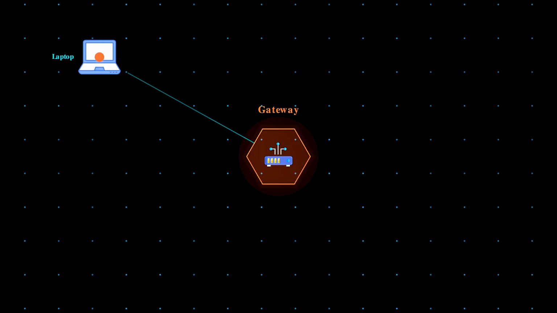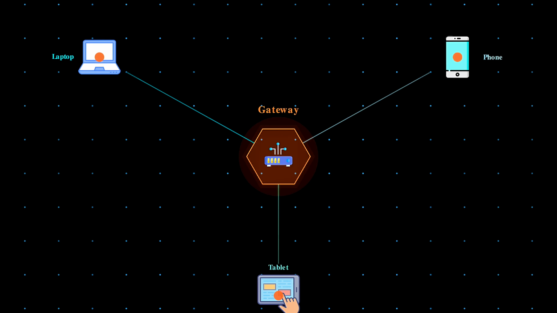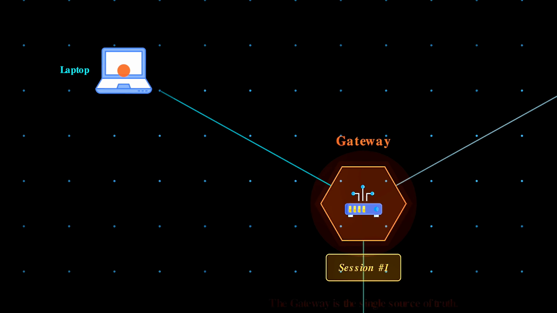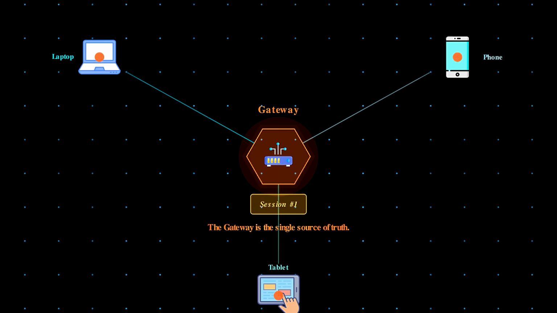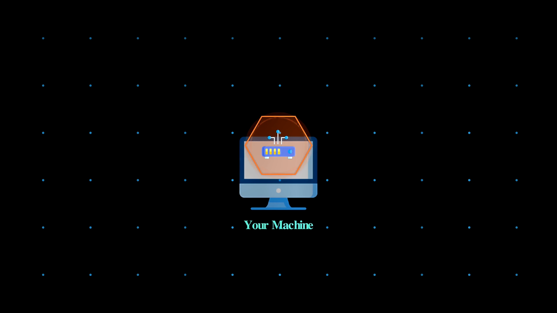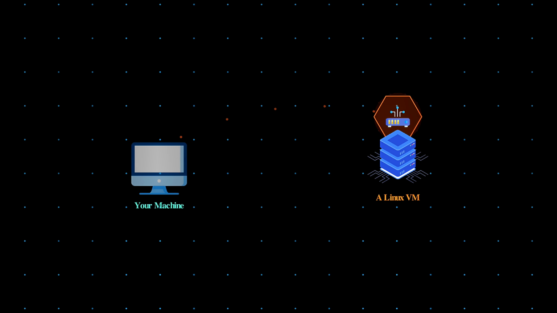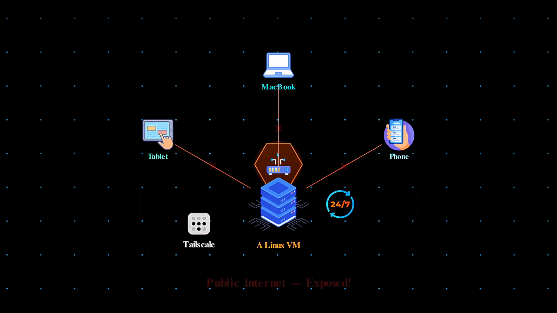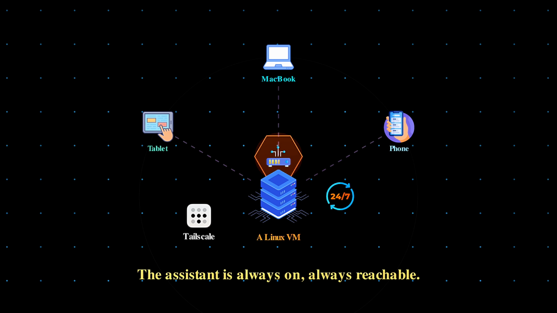They're lightweight nodes, thin clients that connect to the same gateway. Start a conversation on your phone, continue it on your laptop. The context is already there because the gateway is the single source of truth. One assistant, every device, zero sync needed. Instead of running on your local machine, you can also run the gateway on a Linux VM and connect all your devices remotely through Tailscale, a private encrypted tunnel, so your traffic never touches the public internet. The server runs 24/7. Your devices come and go, but the assistant is always on, always reachable.